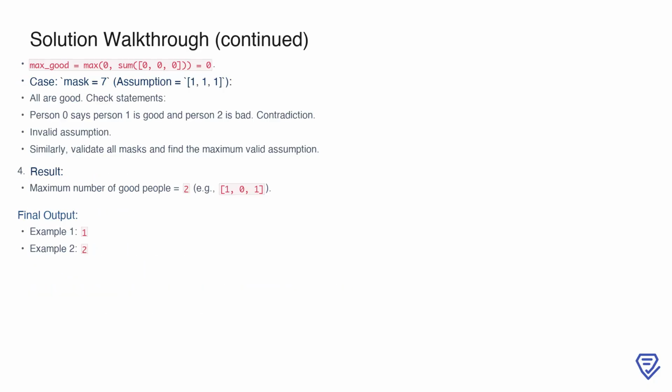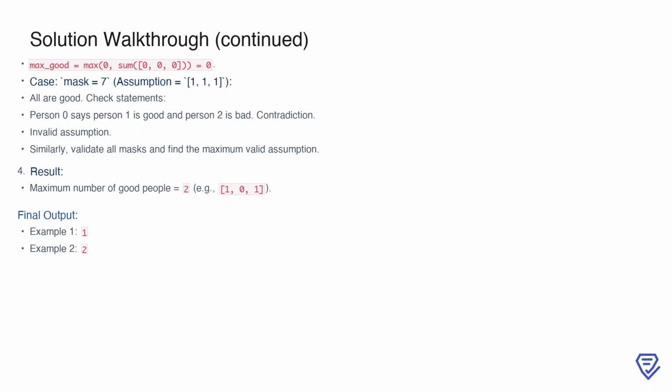For the final case, we evaluate mask equals 7, which assumes 1, 1, 1, meaning all 3 people are good. We check the statements: person 0 says person 1 is good and person 2 is bad. However, this contradicts the assumption that all are good, so this case is invalid.